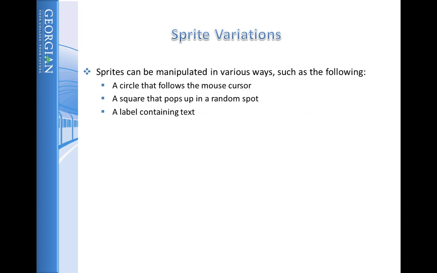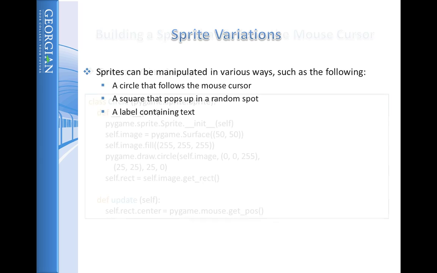So there's different objects we're going to talk about now. A circle that follows the mouse cursor. This is a sprite, and wherever I get my mouse X and mouse Y coordinates, wherever I move my mouse, it's going to move the circle around. A square that pops up in a random spot. Okay, we're going to show you that. And a label containing text. All of these things can be sprites. So let's take a look at some of these things.